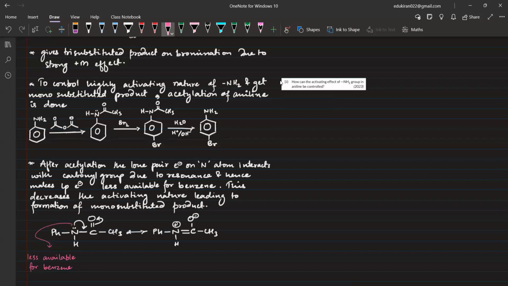How can the activating nature of NH2 group in aniline be controlled? To control, ये आपके पास आंसर आ गया है ना. इसके बाद रुके और आपको दिखाते हैं.